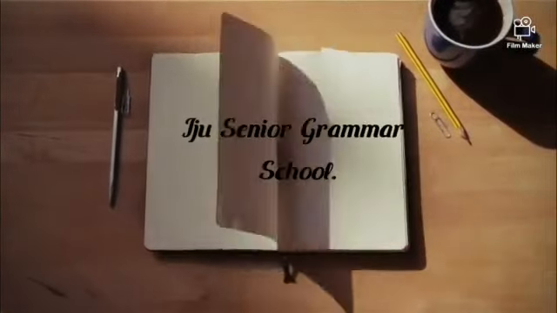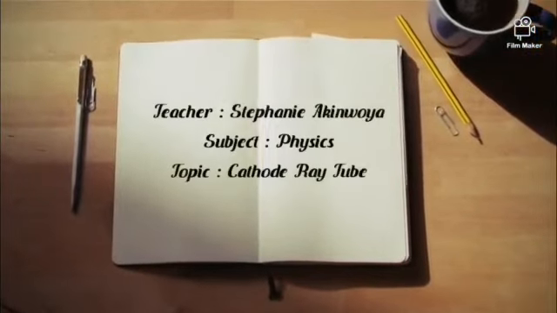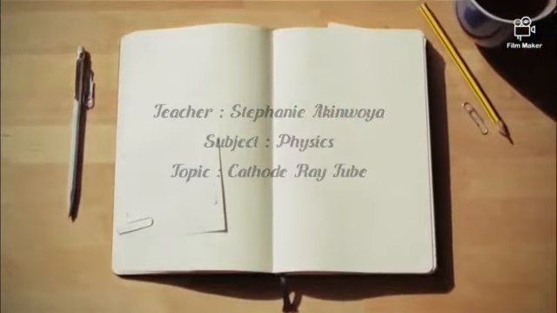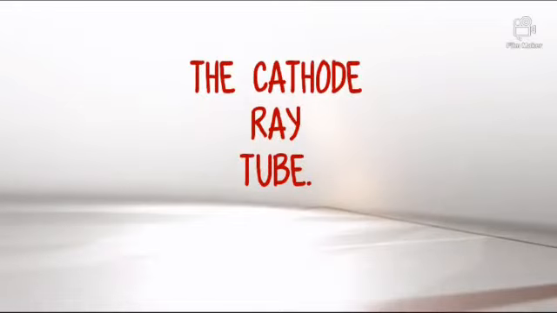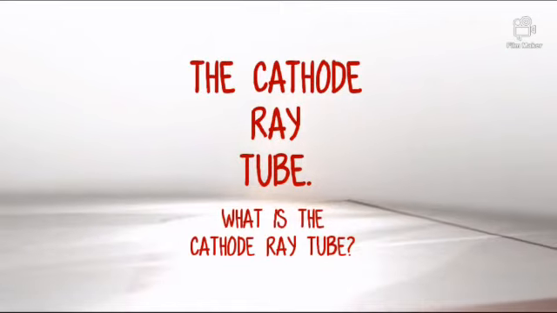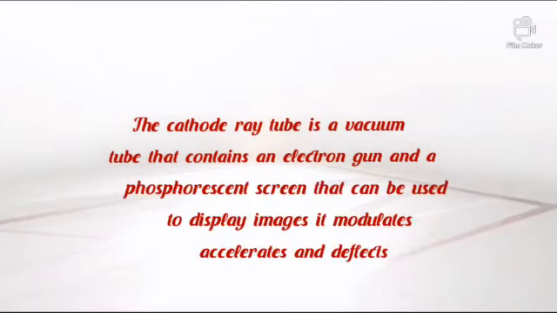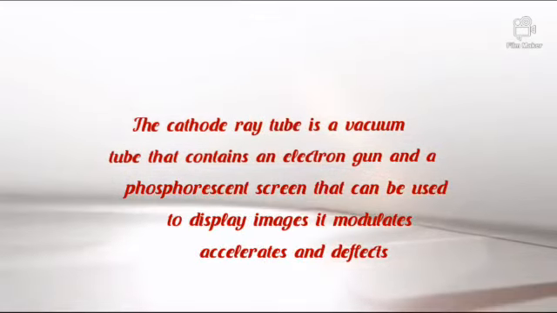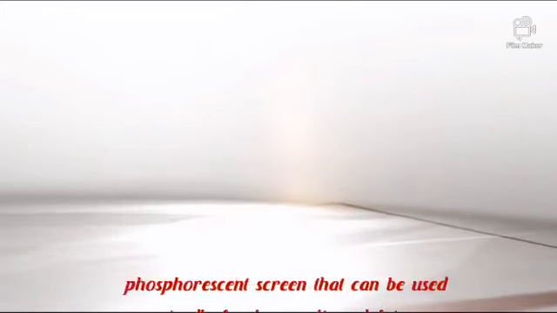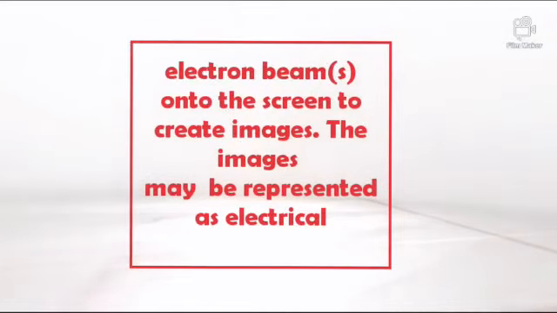Good morning, everybody. We're going to have our physics class this morning, and our topic is the cathode ray tube. So, what's the cathode ray tube? The cathode ray tube is a vacuum tube that contains an electric gun and a fluorescent screen that can be used to display images. It modulates, accelerates, and deflects electron beams onto the screen to create images.